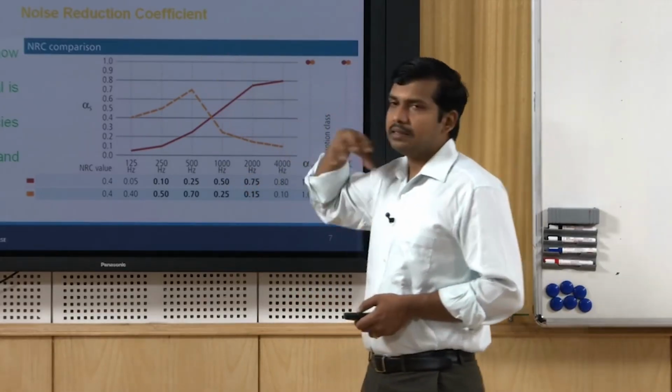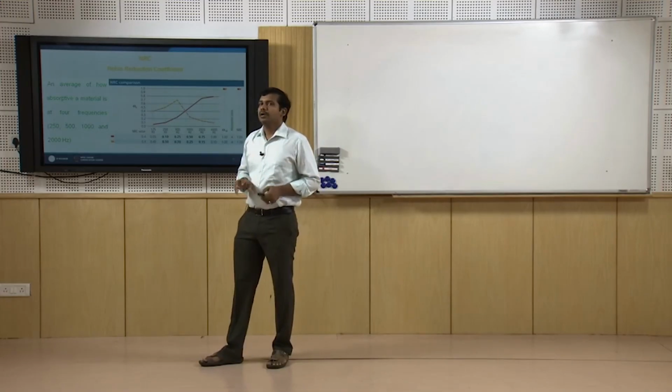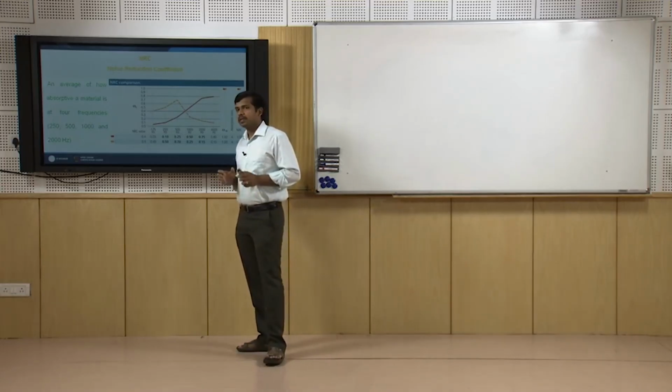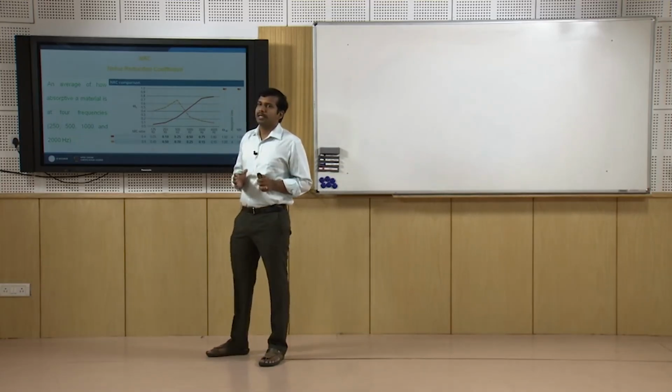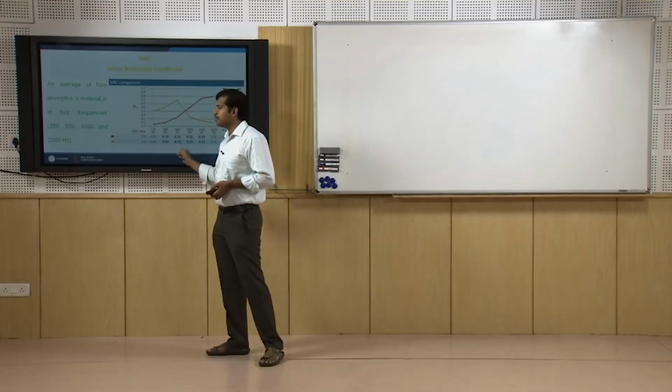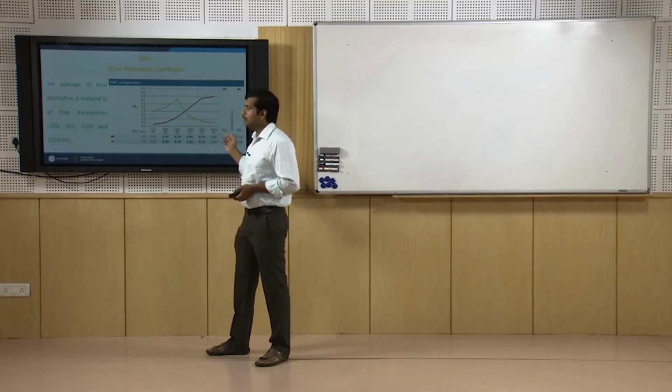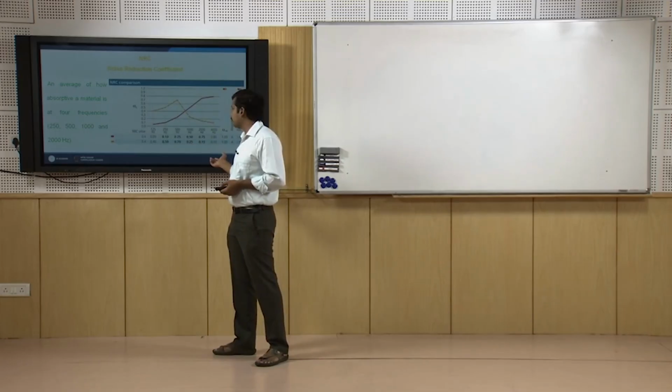So NRC as such is a good indicator for absorption coefficient of a material, but since it is an average, it sometimes is misleading because it averages out all the three, high, mid and low frequencies.